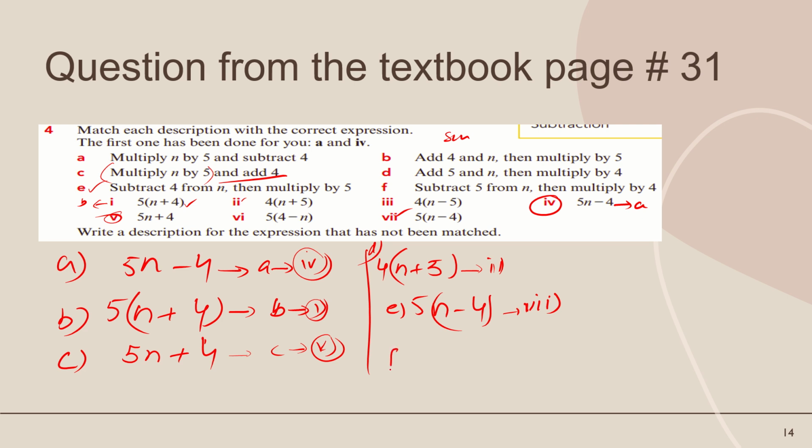So where is F? Subtract 5 from n, n minus 5, then multiply by 4. Is there a correct option with 4 times n minus 5? The third one is 4 times n minus 5. Subtract 5 from n means n minus 5. So it will connect with 3.